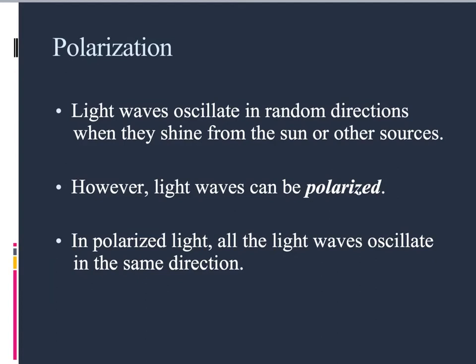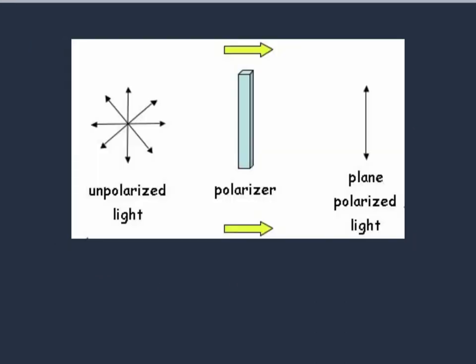But we can do something called polarizing light waves. In polarized light, all the light waves oscillate in the same direction. Here we've got unpolarized light, and you can imagine that this is some wave going off, and this is some wave going off, and we're looking at the waves from the end. If we use something called a polarizer, then we're only going to get the light that moves in one direction.